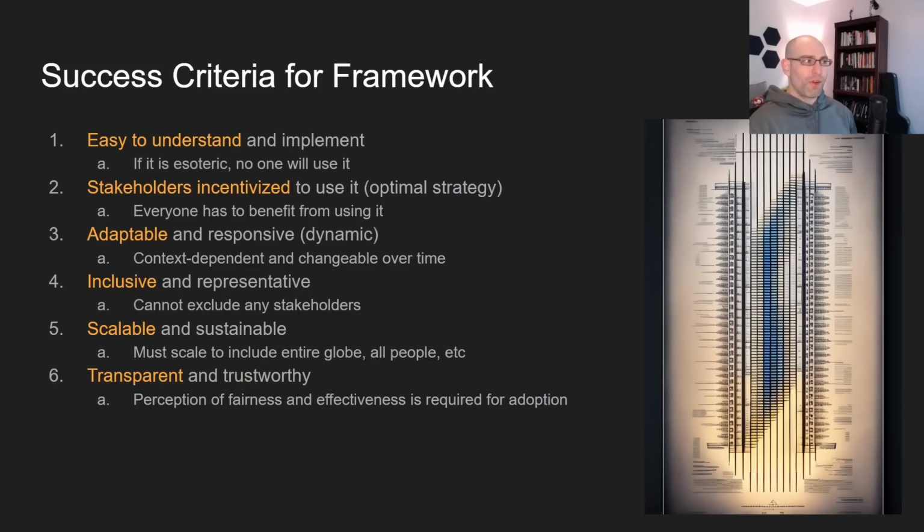Number four, this framework has to be inclusive and representative in that it cannot exclude any stakeholder. It cannot exclude any citizens from any nation or religion. It cannot exclude any corporation or government or military because, like it or not, we all share the same planet and we are all stakeholders in this outcome.